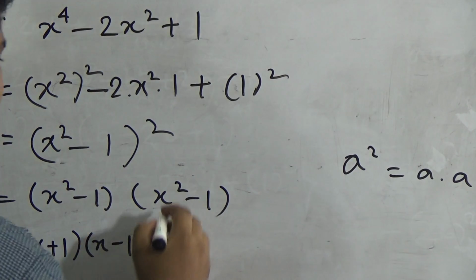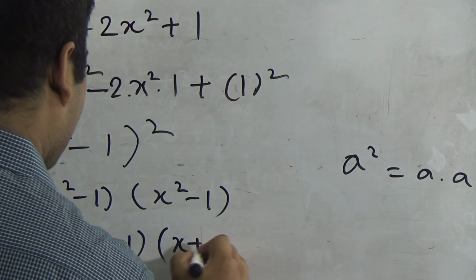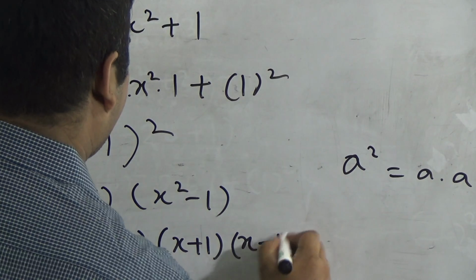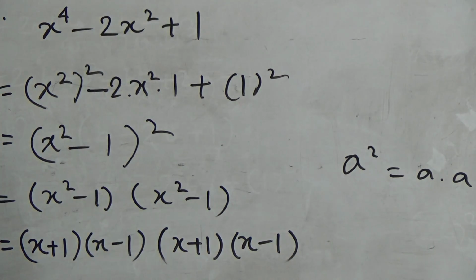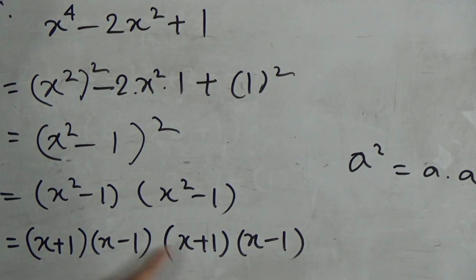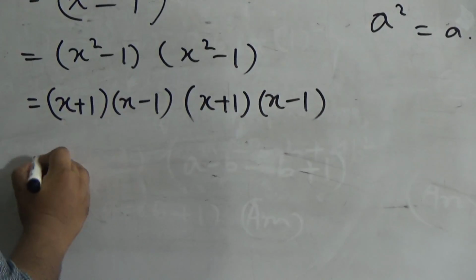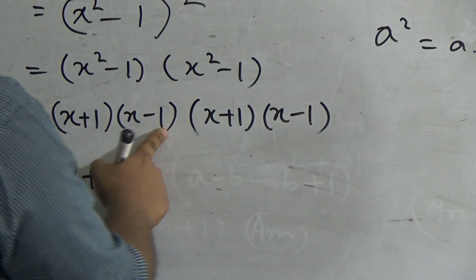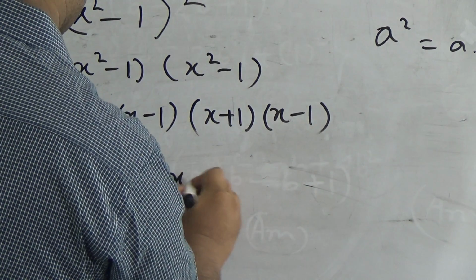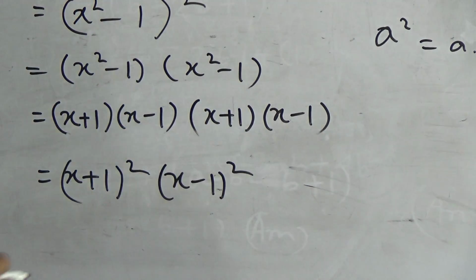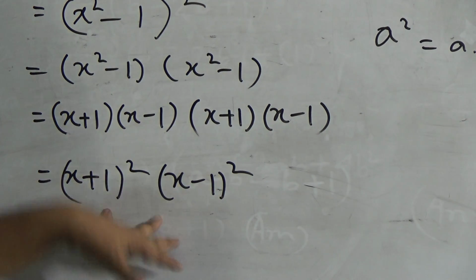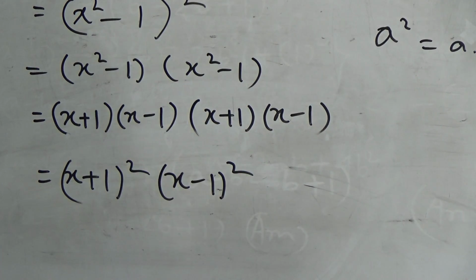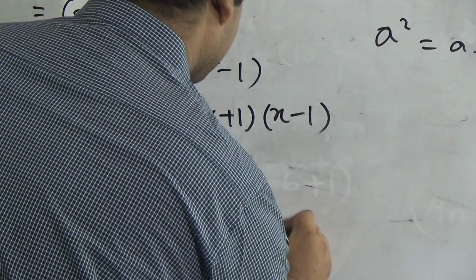Okay, dear student, similarly x plus 1 and x minus 1. So x plus 1 twice, so we can write x plus 1 whole square. Again x minus 1 twice, it is x minus 1 whole square. So my dear student, these are the factors of the given expression. As our solution is done, then we must write the answer.